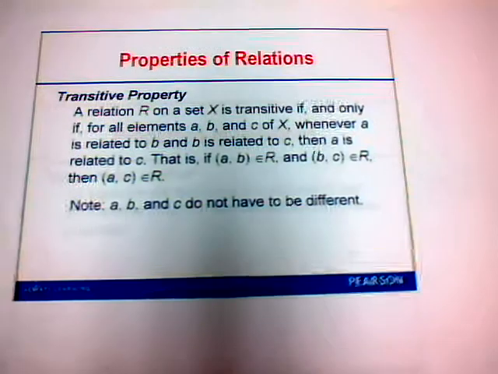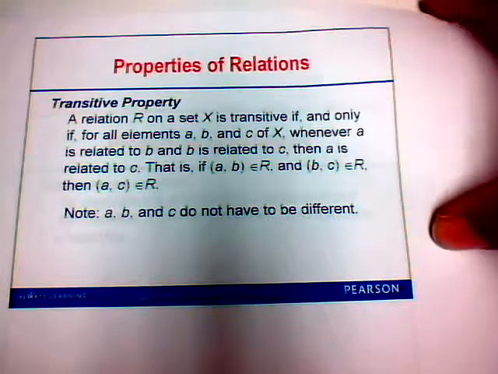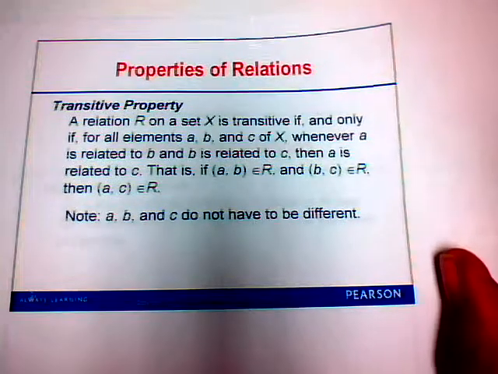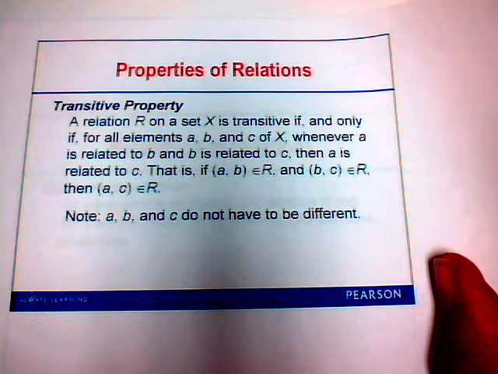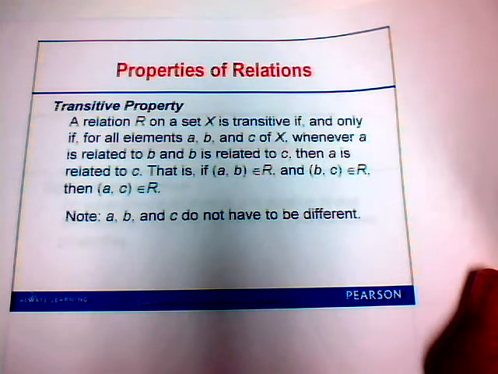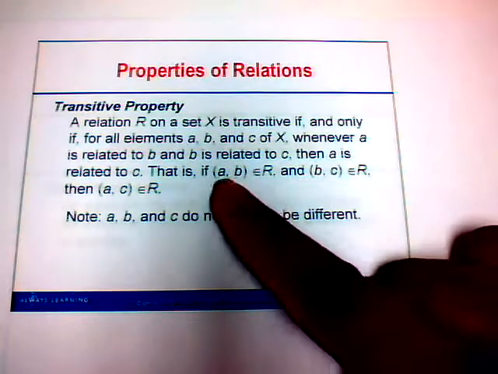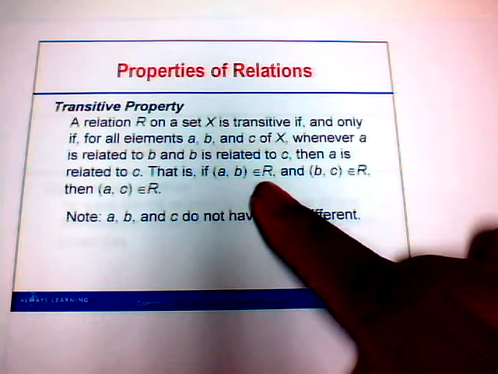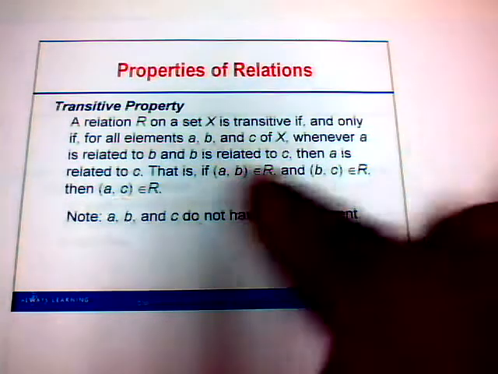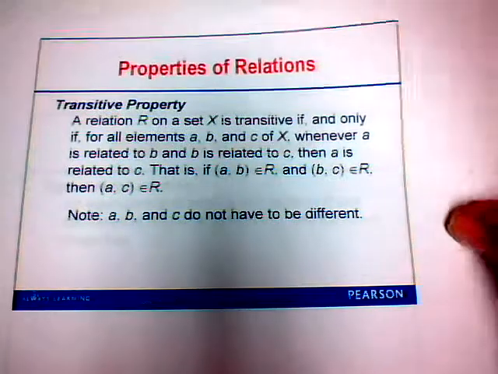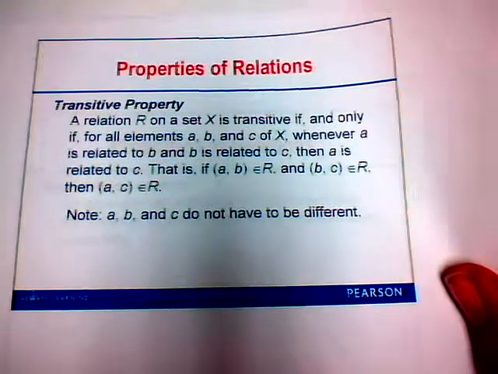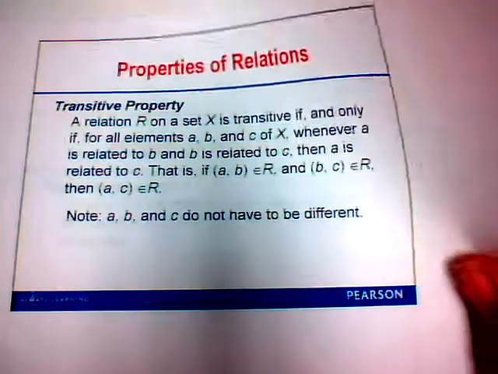And then last is the transitive property, where a relation R on a set X is transitive if and only if for all elements A, B, and C of X, wherever A is related to B and B is related to C, then A is related to C. In other words, if A comma B is in R and B comma C is in R, then A comma C must be in R. And keep in mind that A, B, and C do not have to be different.